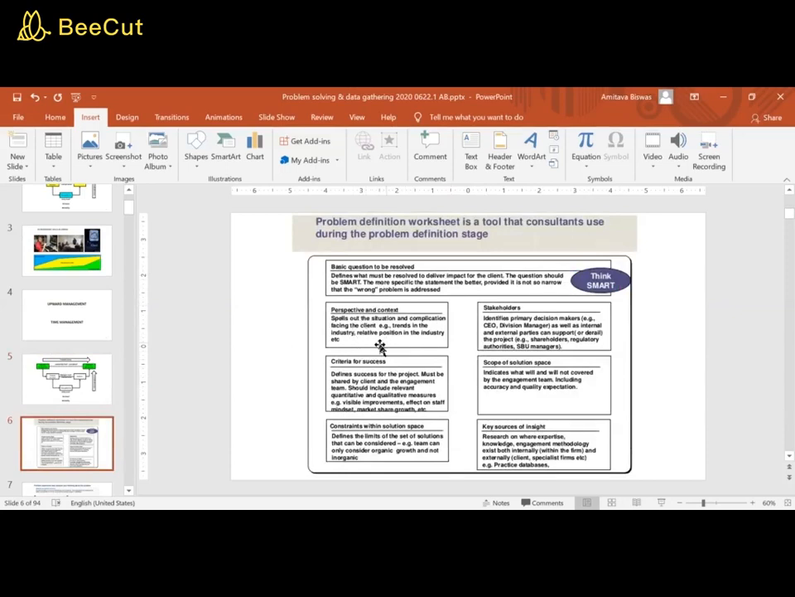This is just to let you know that there is such a thing out there called a problem definition worksheet, which is a tool that consultants use during the problem definition stage. So here's essentially breaking down the problem into all these different things. There's a smart thing going on here. All you have to do, and this is exactly how I got this, is Google problem definition worksheet, go to images and you'll find all of this stuff. I just had to pick that off of there.